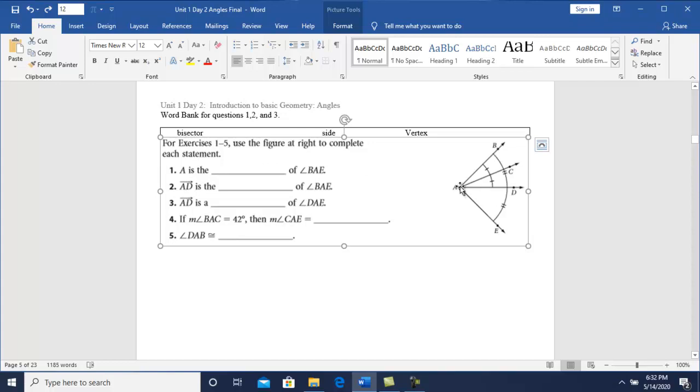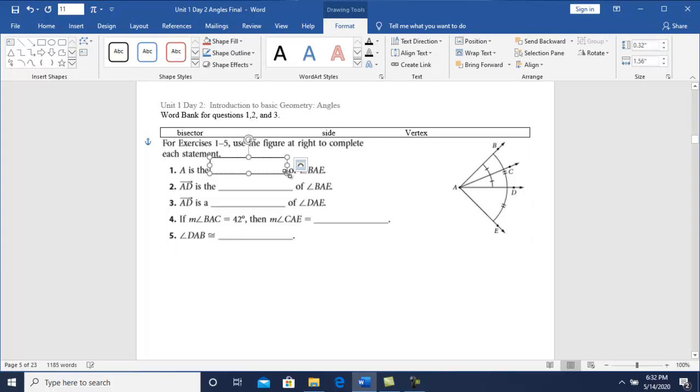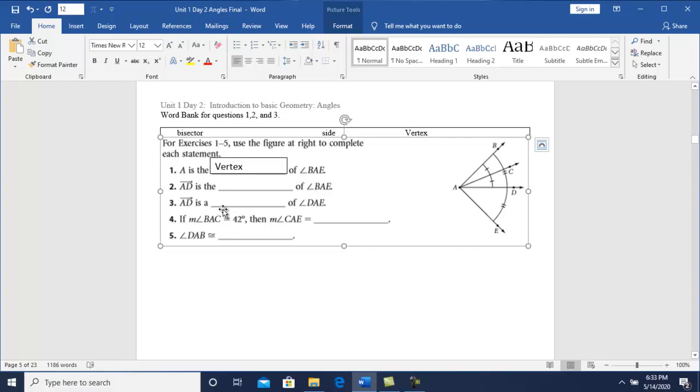So here's B, here's A, here's E. This point right here we refer to as the vertex. So we're going to write the word vertex in this spot right here. All right, second question.